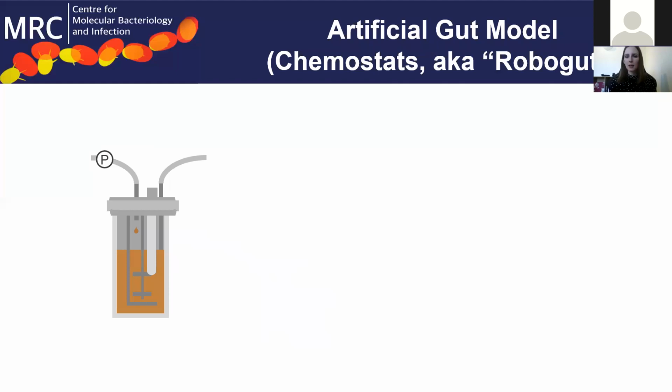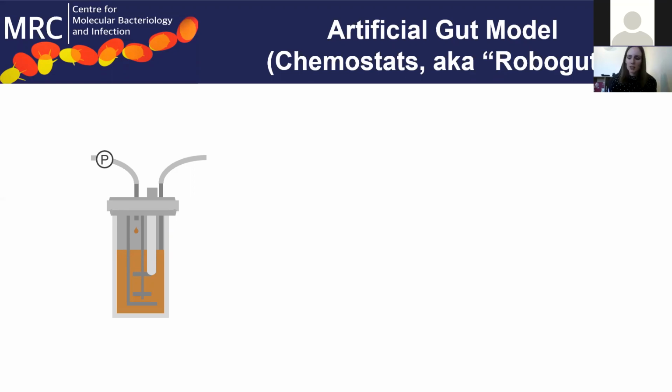So research in my lab wanted to start looking at why does FMT work to treat C. diff infection? What is it about the gut microbiota and a more diverse microbiota that was able to treat it where antibiotic treatment was failing? And this is where I started to use these models called artificial gut models. You might hear them called chemostats, or sometimes people refer to them as robo-guts.